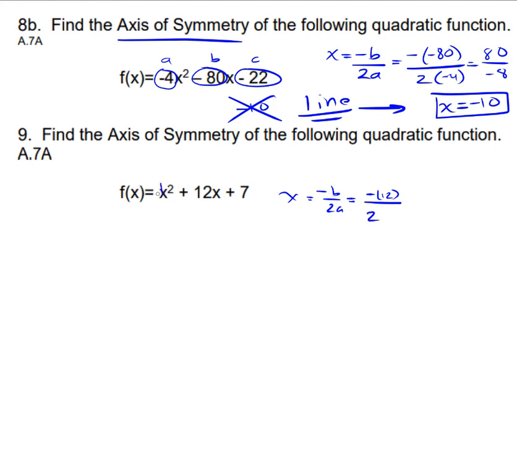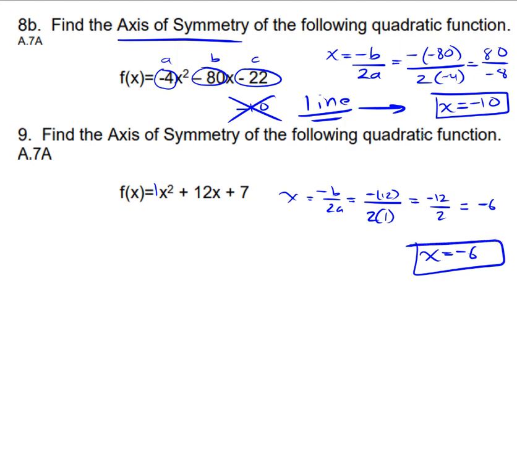So if there's none listed, it's just 1. So 2 times 1, right? Which is equal to negative 12. What is that? Negative 12 over 2, which is equal to negative 6. So my final equation is x is equal to negative 6, okay?